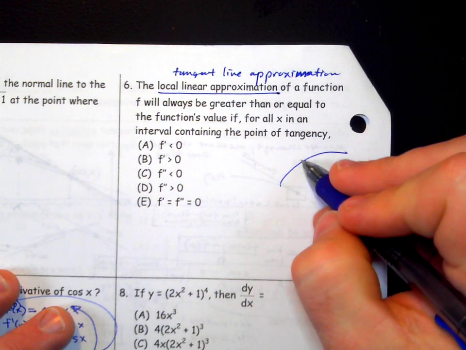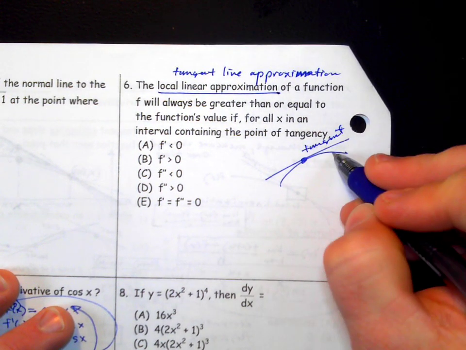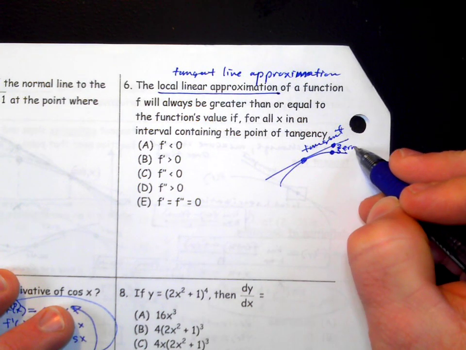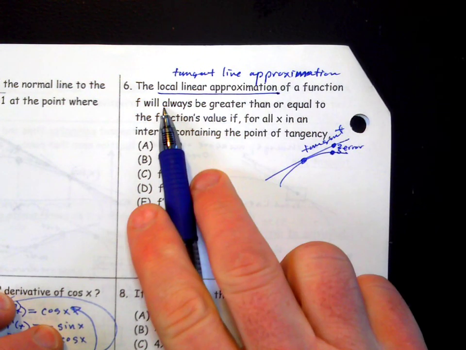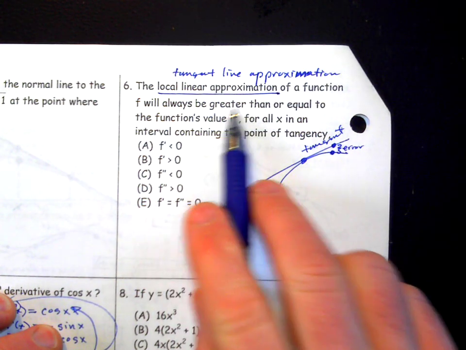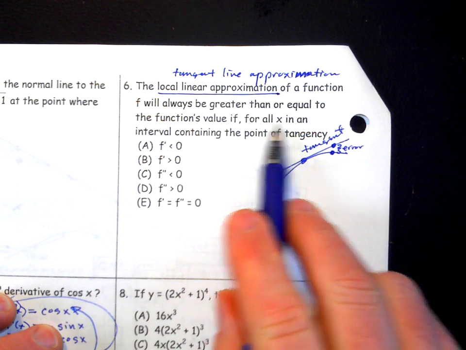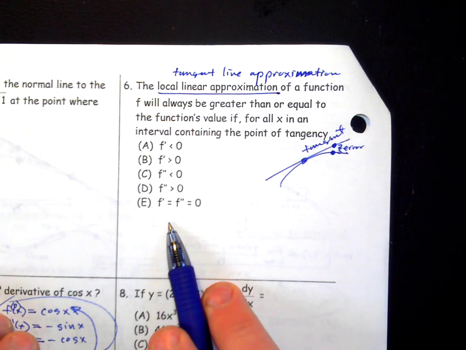And so that's that idea that if you have a curve, you have a tangent line, right? And then you want to estimate this value with that value right there. And then there's an error involved that makes it over or under the actual value. Now, it depends if it's concave up, concave down. This says f will always be greater than or equal to the function's value for all x in the interval containing the point of tangency, which thing is true.